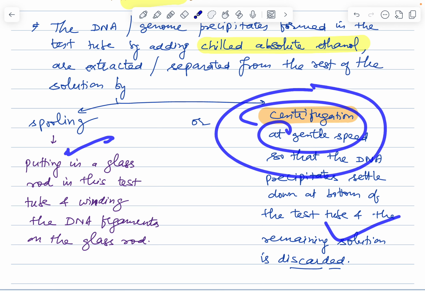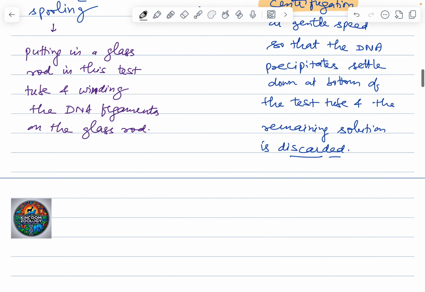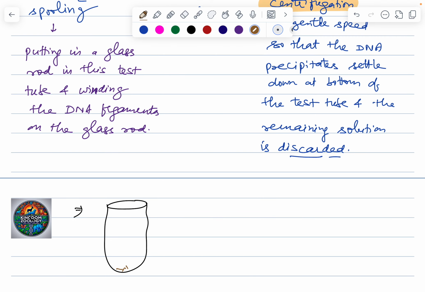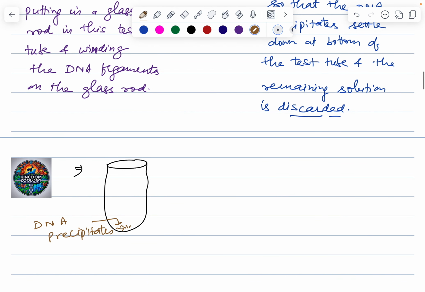If a centrifugation machine is available, of course, this is an easier and a better choice. Anyways, in any case, at the end of both these processes, I would have a test tube in which I would be left with what? Only the DNA precipitates. And this is not just any small DNA fragment, it's actually the entire genome content of the organism who is a natural source of our desired protein product.